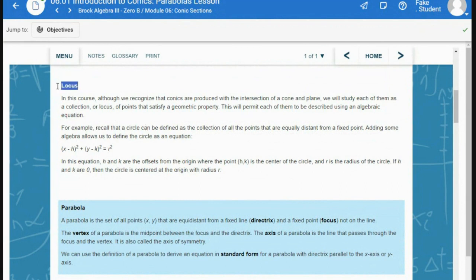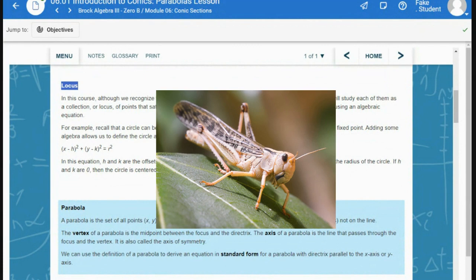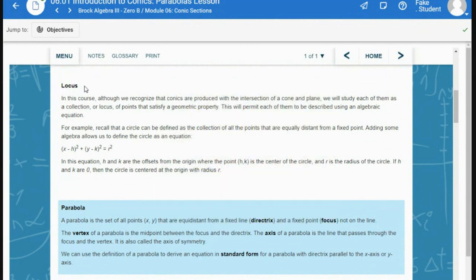And no, we're not talking about that insect that makes a lot of noise, no, that has a T on the end. That's a locust. This is just a locus. So in this course, although we recognize conics are produced with the intersection of a cone and a plane, we'll study them as a collection, or a locus, of points that satisfy a geometric property. This will permit each of them to be described using an algebraic equation.